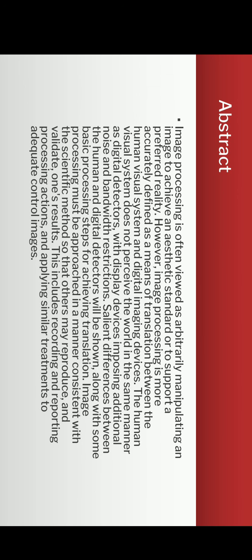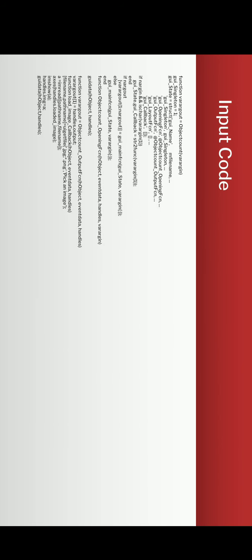So image processing is often viewed as arbitrarily manipulating an image to achieve an aesthetic standard or to support a preferred reality. However, image processing is accurately defined as a means of translation between the human visual system and digital imaging devices. The human visual system does not perceive the world in the same manner as digital detectors with display devices, imposing additional noise and bandwidth restrictions. Salient differences between the human and the digital detectors will be shown along with some basic processing steps to achieve the transmission.